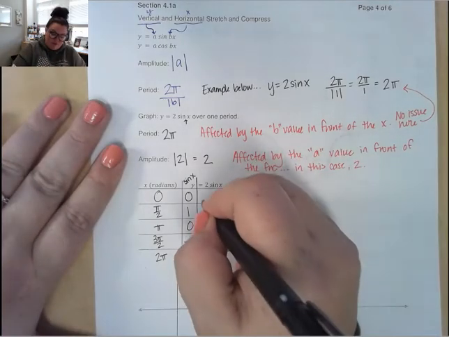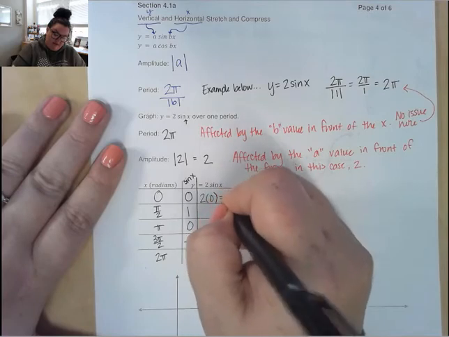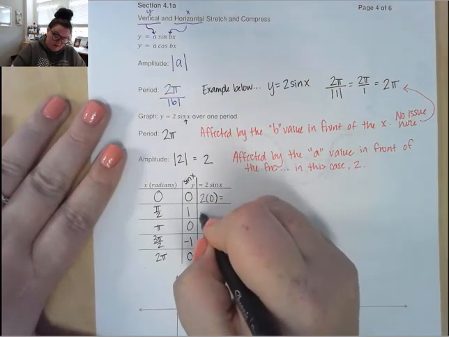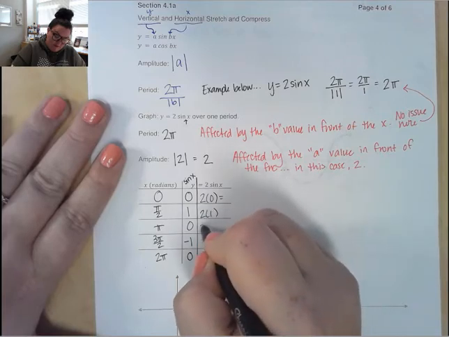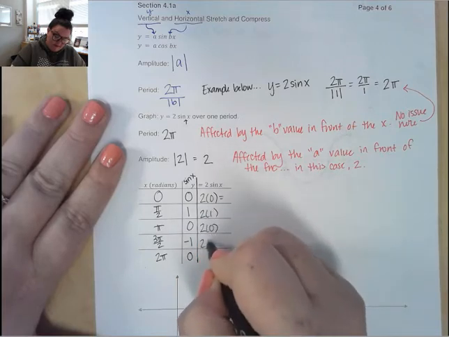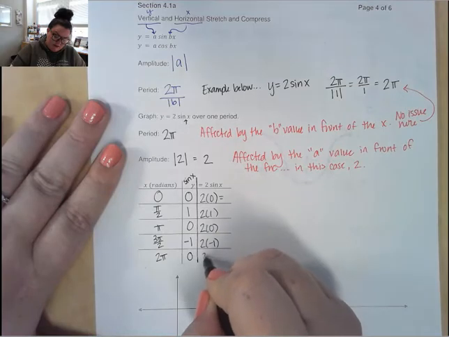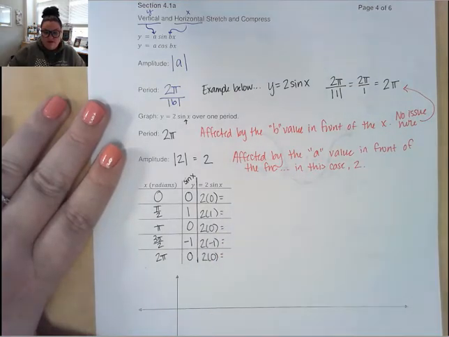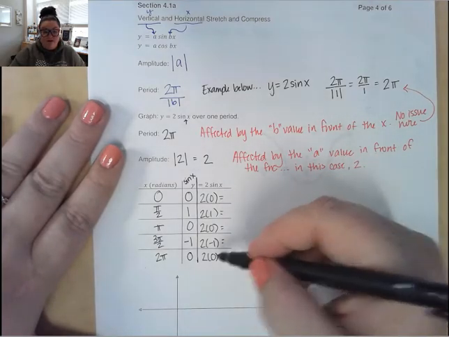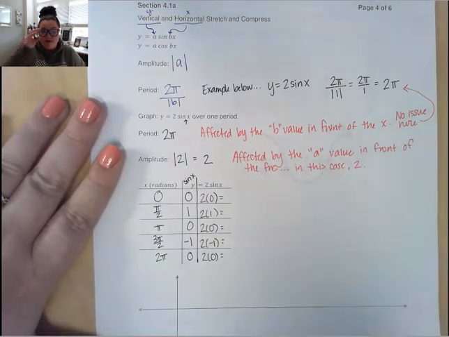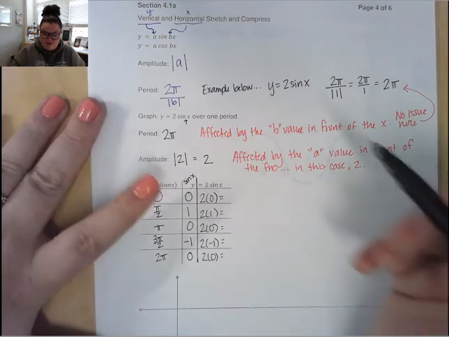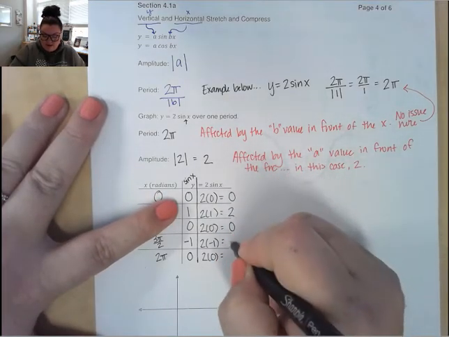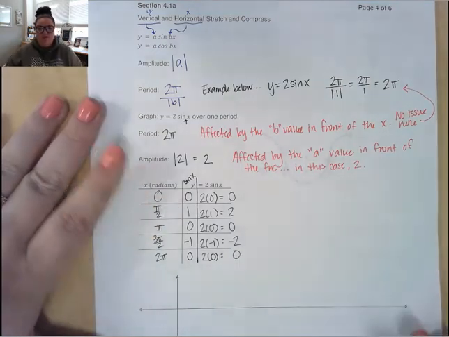So basically, we're just multiplying all of our y values by 2. So 0 times 2, 1 times 2, 0 times 2, -1 times 2, and 0 times 2. When I write all those, and you don't even have to write all those if you can do it in your head, I'm just putting it there so if you look back at your notes, you know what you did. So this becomes 0, 2, 0, -2, 0.